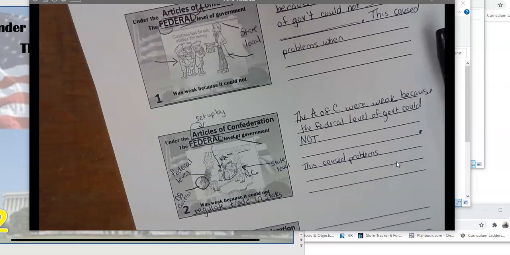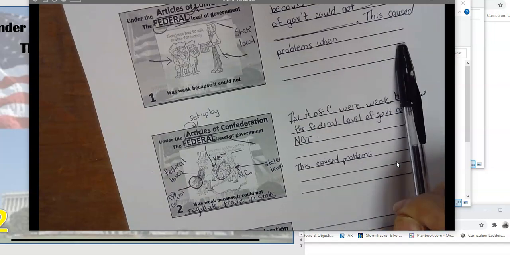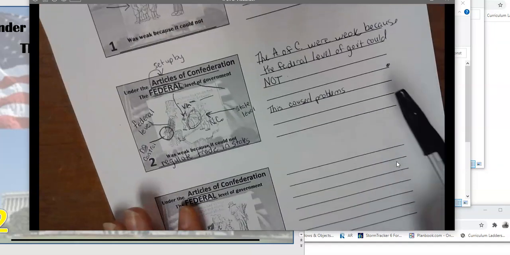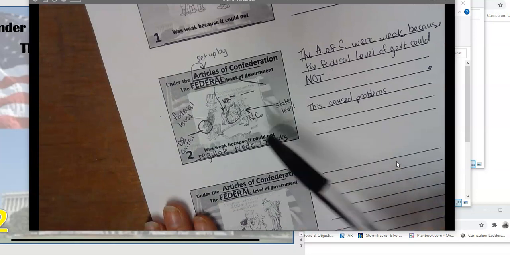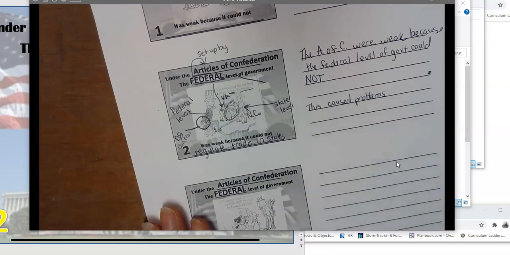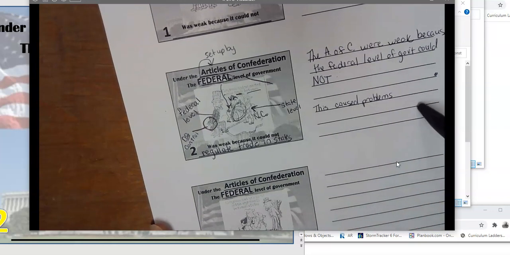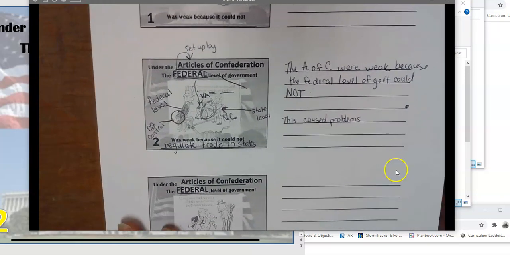The first one, I was looking for something really specific. This caused problems when the government could not pay the soldiers who fought in the Rev War. Here, how could this cause problems? Would it cause problems with other nations, or would it cause problems between individual states? What were they trying to do when it caused problems? That's your assignment for today.